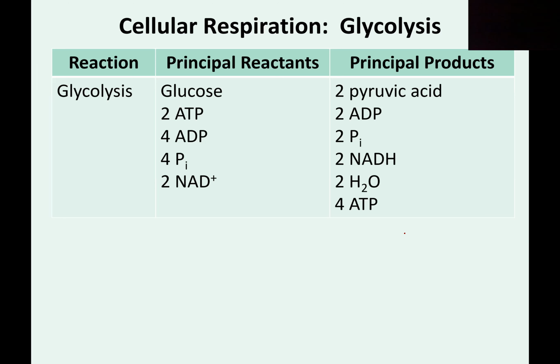Principal products. You'll note that there's some columns, and that there's also an other products list. So under products, pyruvic acid, there's 2 of them. That goes under other. 2 ADP, 2 inorganic phosphate, and then you'll put the number 2 under NADH, 2 water, and 4 ATP.